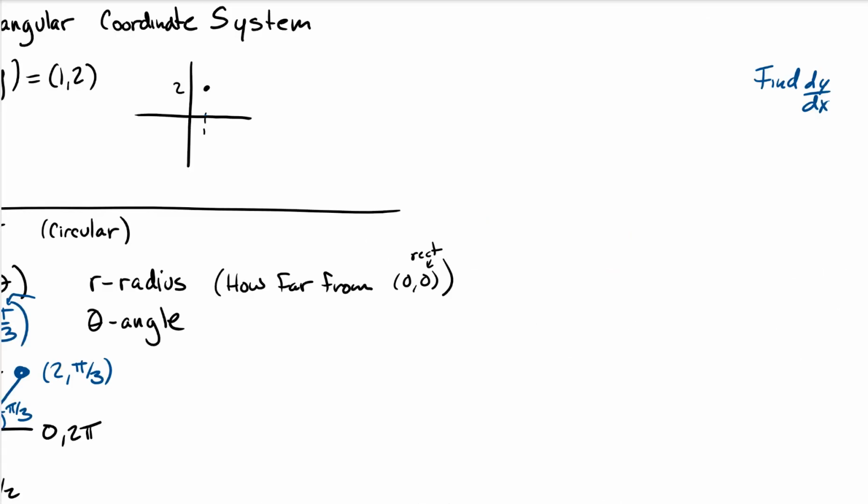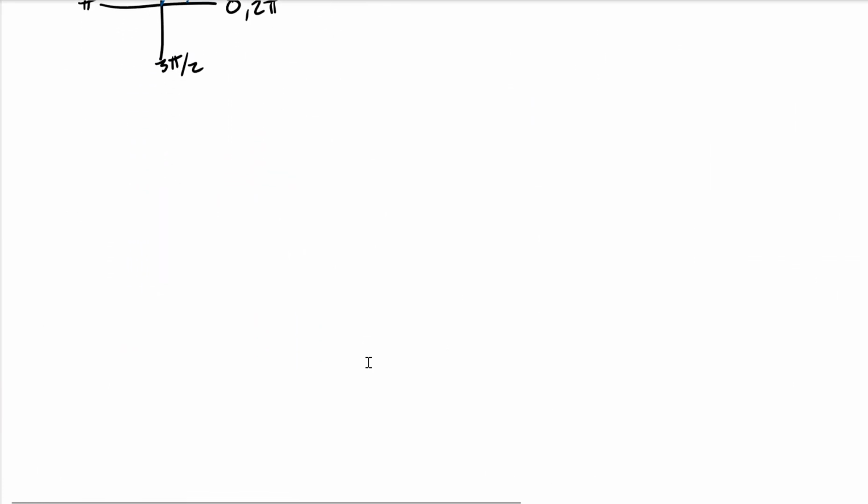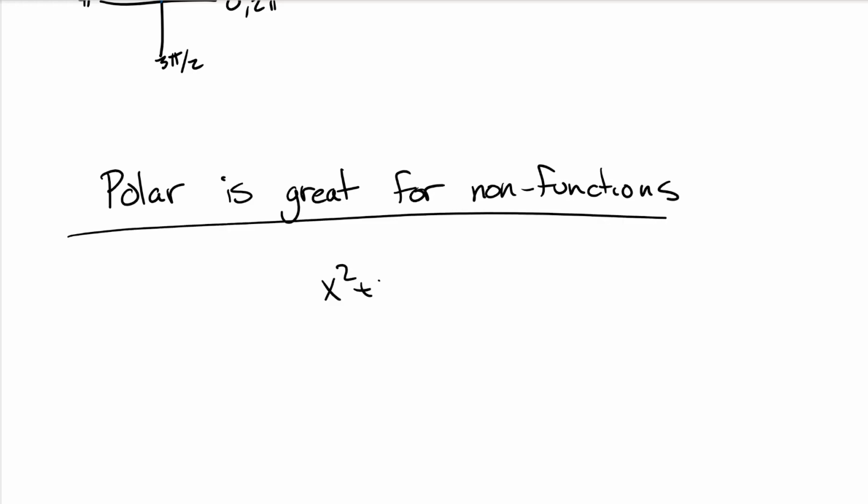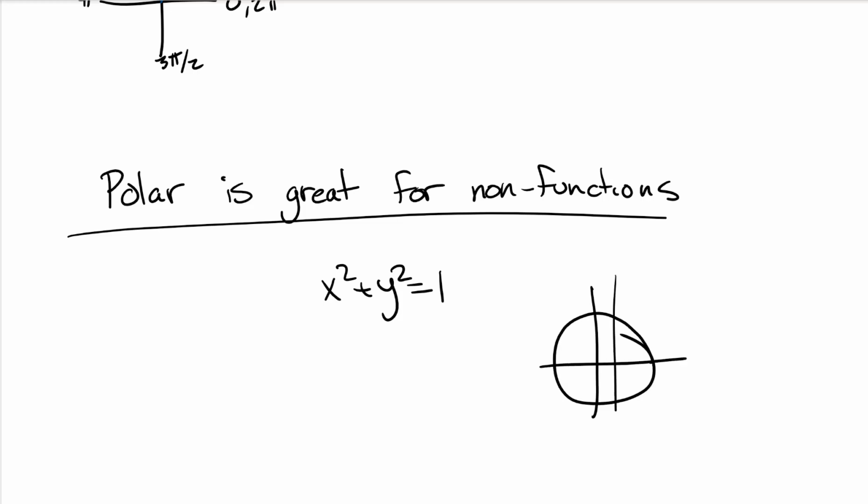So let's go back. Now, polar is really powerful for a couple of things. One, more than anything, polar is great for non-functions. Like x squared plus y squared is equal to 1, right? Because it doesn't pass the vertical line test, which makes it to where we have to do implicit differentiation. But as we move forward, we're going to be able to find the slope of the tangent line anywhere very simply by knowing polar.